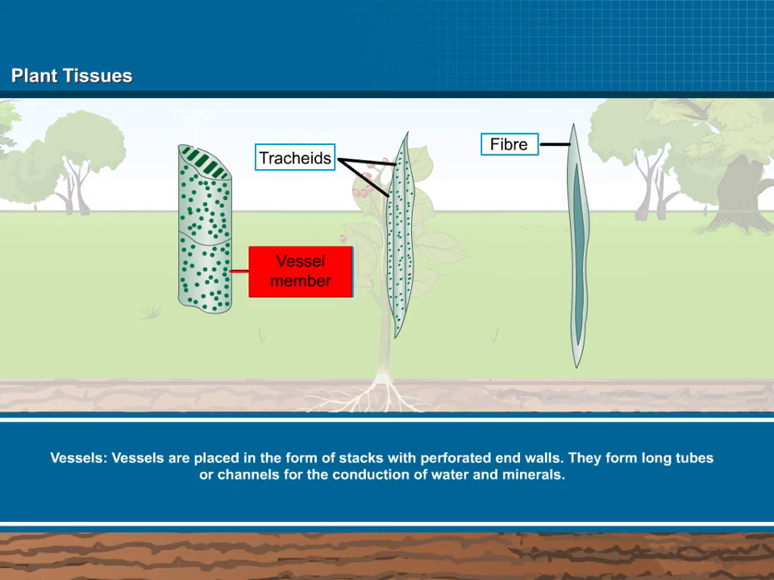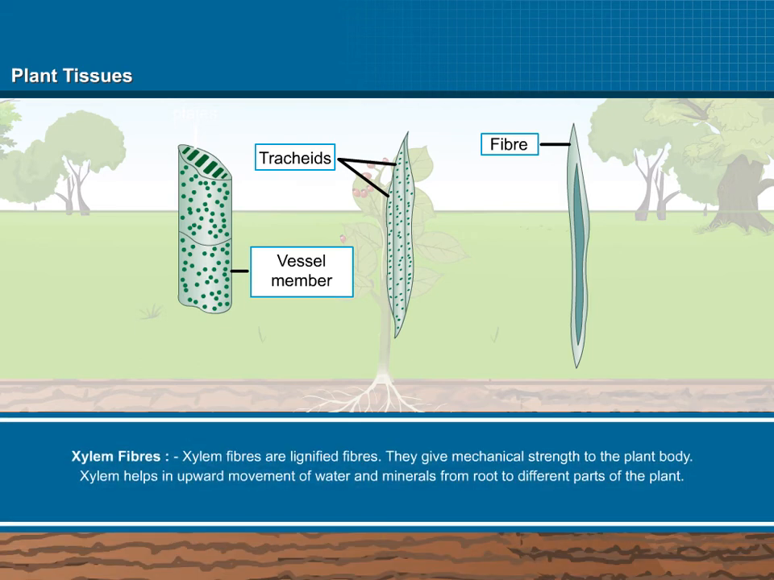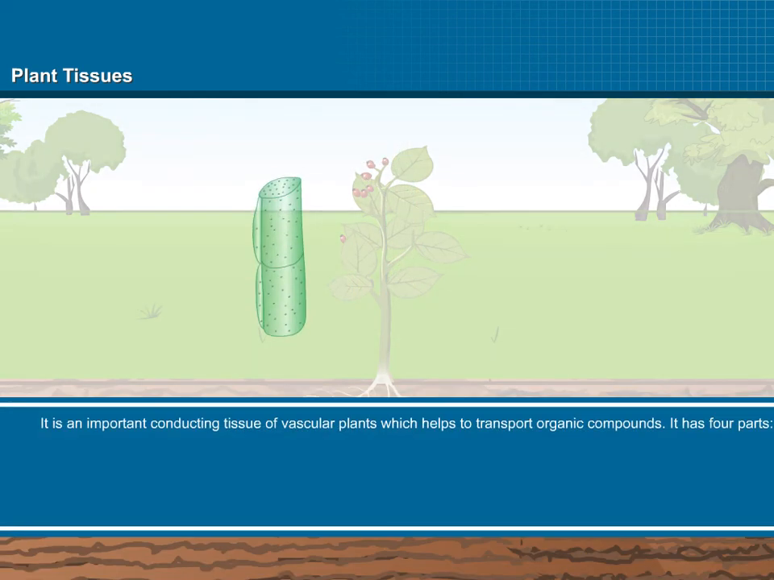Vessels. Vessels are placed in the form of stacks with perforated end walls. They form long tubes or channels for the conduction of water and minerals. Xylem Parenchyma. These cells are living cells which help in lateral conduction of organic solutes and storage reserves. Xylem Fibers. Xylem fibers are lignified fibers. They give mechanical strength to the plant body. Xylem helps in upward movement of water and minerals from root to different parts of the plant.